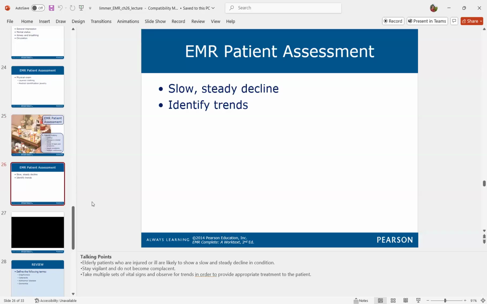Elderly patients who are injured or ill are likely to show a slow and steady decline in their condition. So stay vigilant, don't become complacent. Take multiple sets of vitals and observe trends in order to provide appropriate care for these patients.